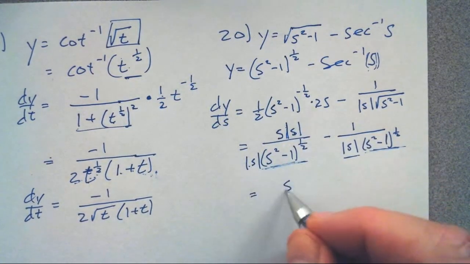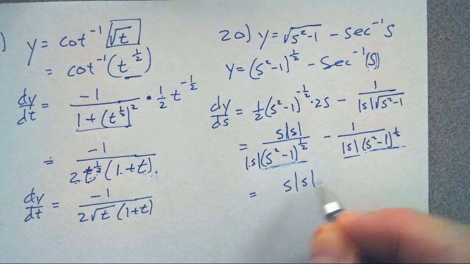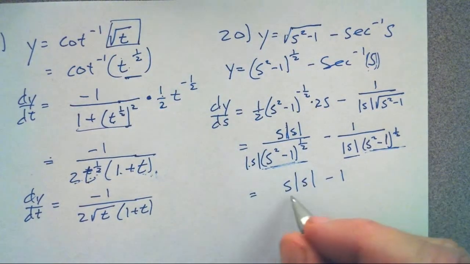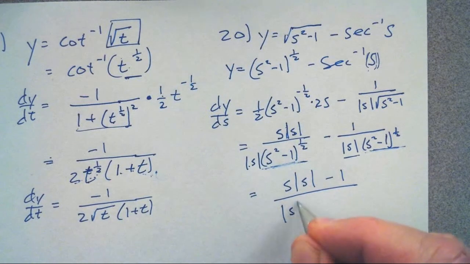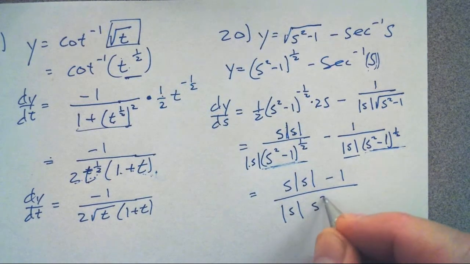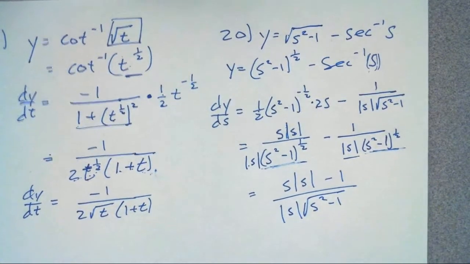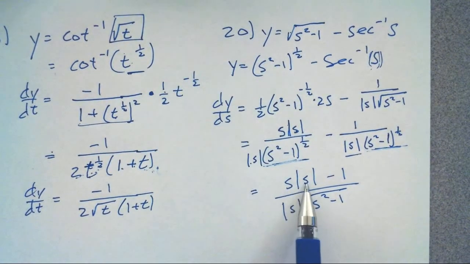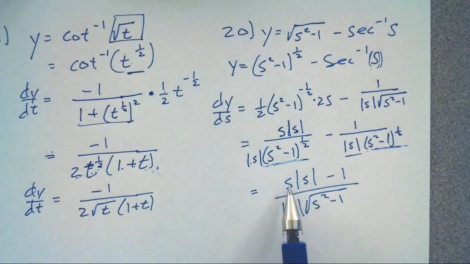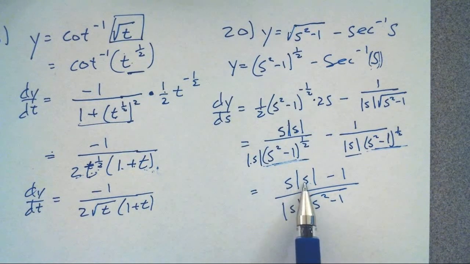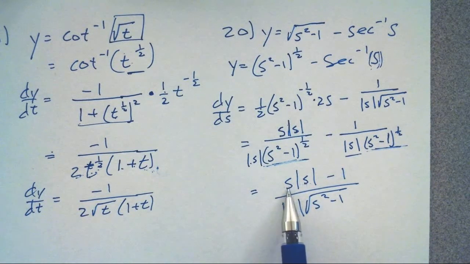And now I get s times absolute value of s, which is weird looking. Haven't seen a whole lot like that before. All over absolute value of s times s squared minus 1's square root. Can we clean this up anyway? If s is positive, this is just s squared. If s is negative, a negative value, then this becomes negative s times s. It becomes a negative value again.